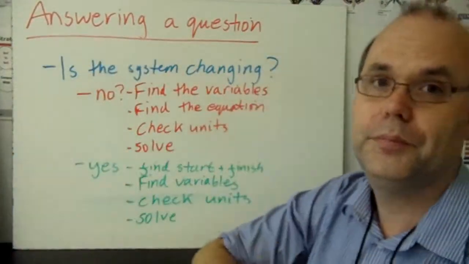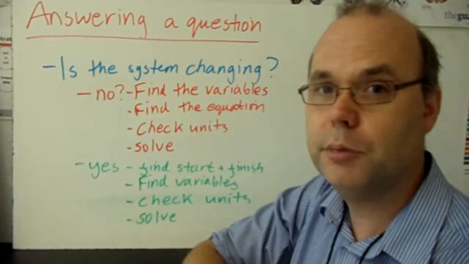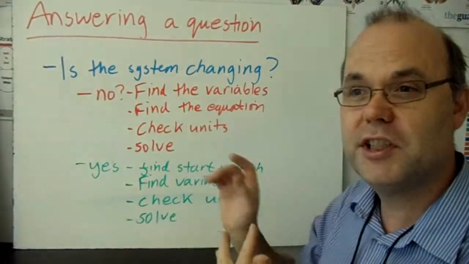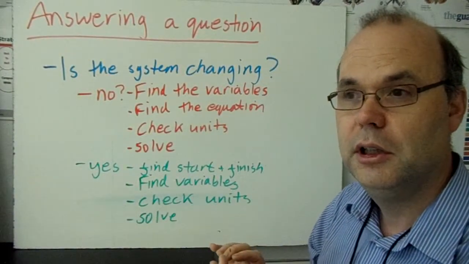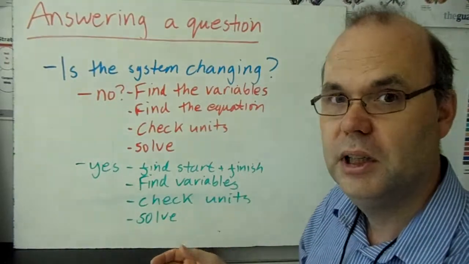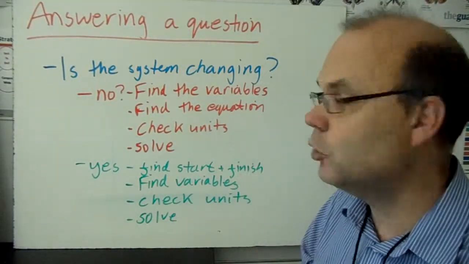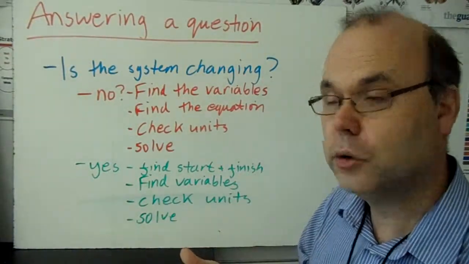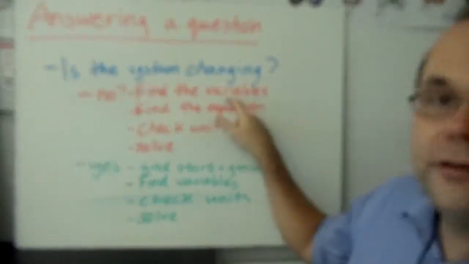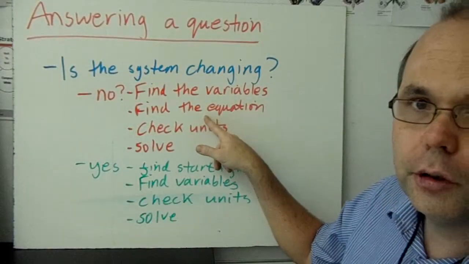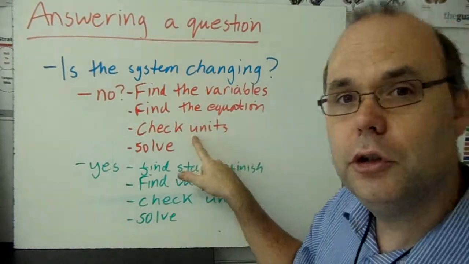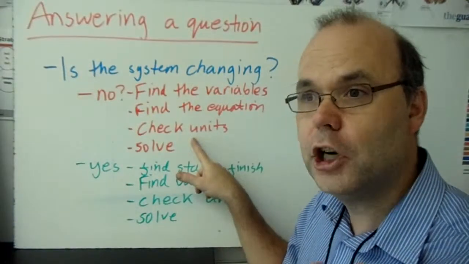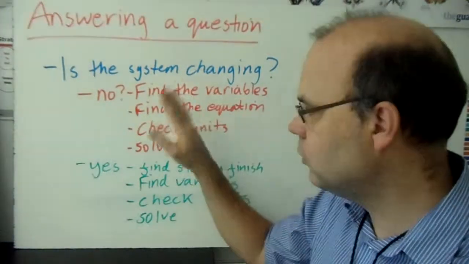Answering a question. So, you've got a gas problem question in front of you. What do you do? First, is it a changing system or is it a static system? Is there a start and a finish? If it's a static system and everything's the same all the way through, it's either the ideal gas law or a partial pressure question. So find the variables. What have you got? Find your equation. Which one are you going to use? Make sure your units are okay. Is the temperature in Kelvin? Which R are you going to use? Write it all out, then solve it.